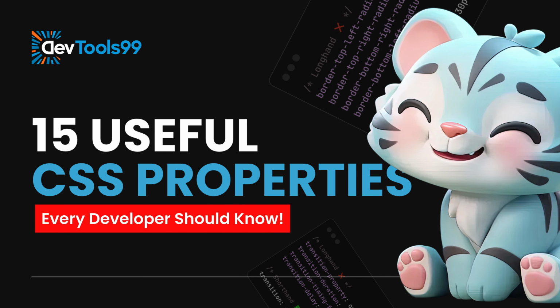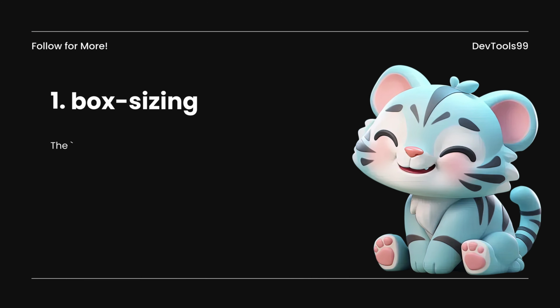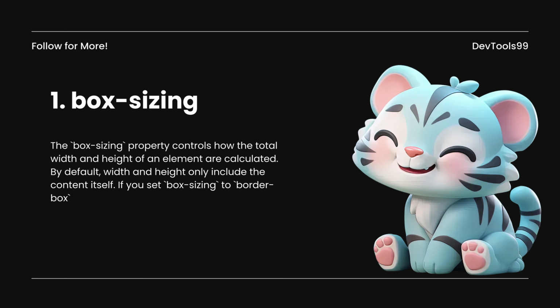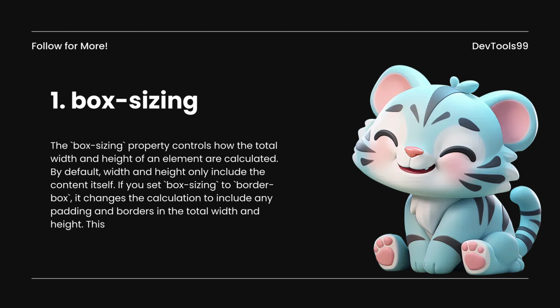15 useful CSS properties. 1. Box sizing. The box sizing property controls how the total width and height of an element are calculated. By default, width and height only include the content itself. If you set box sizing to border box, it changes the calculation to include any padding and borders in the total width and height. This is particularly useful for layouts that need to precisely control dimensions.